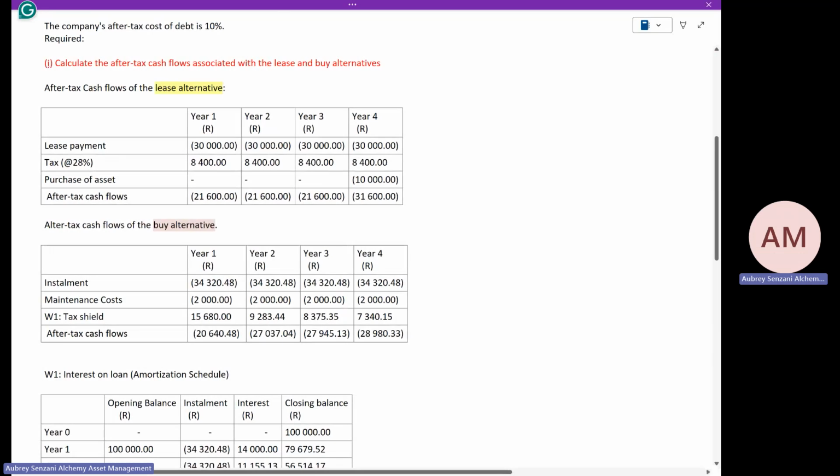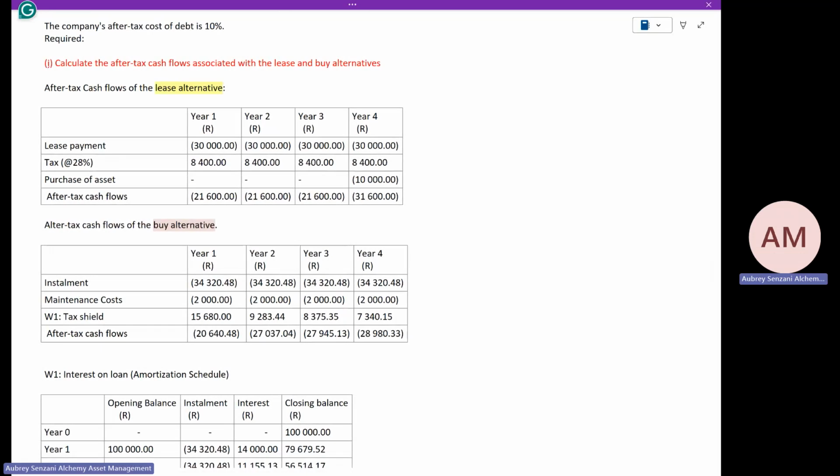Calculate the after-tax cash flows associated with the lease and buy alternatives. In other words, how much money would be leaving us to fund either option? So first thing, with the lease, what expenses are coming off? It's literally just the lease payment that we need to worry about. There's no maintenance.